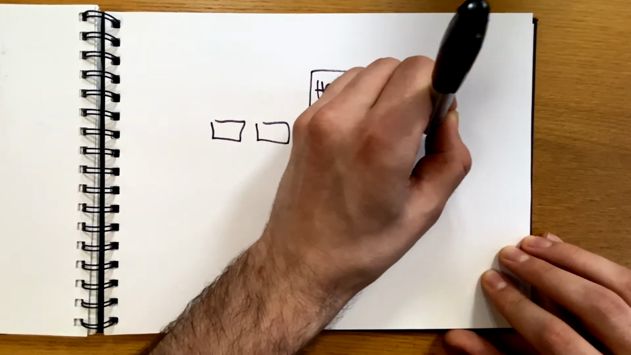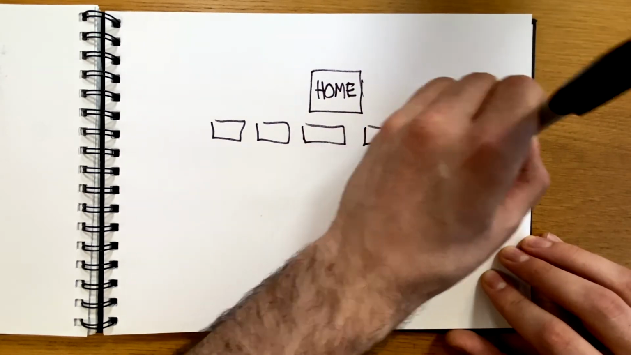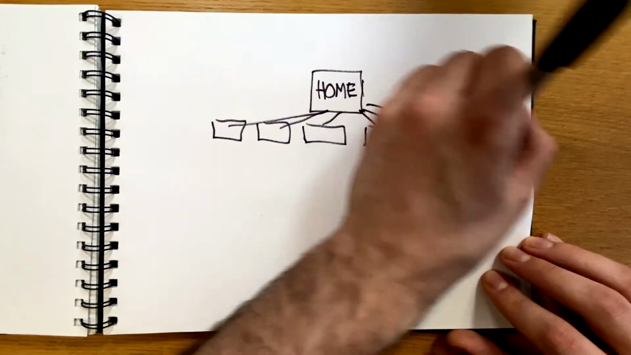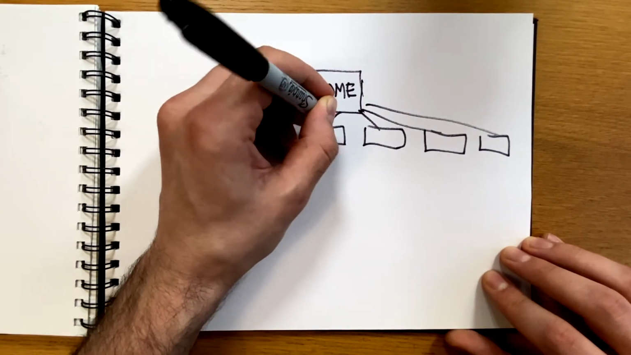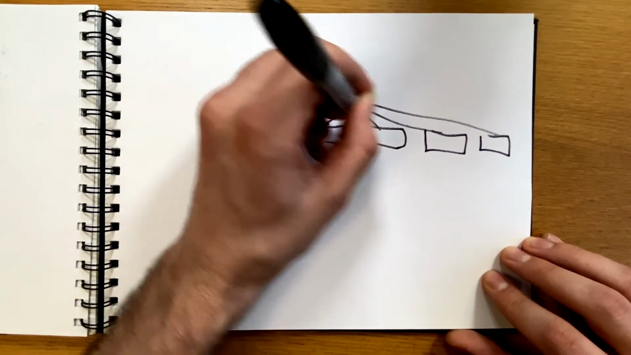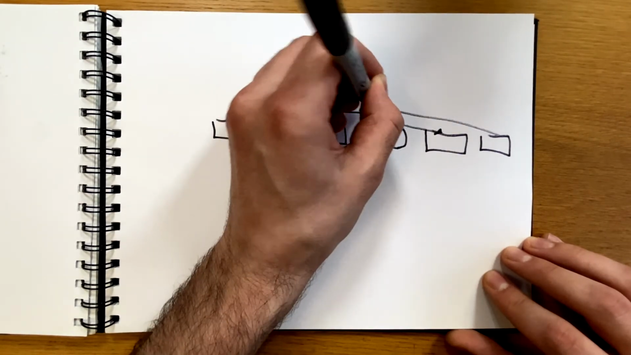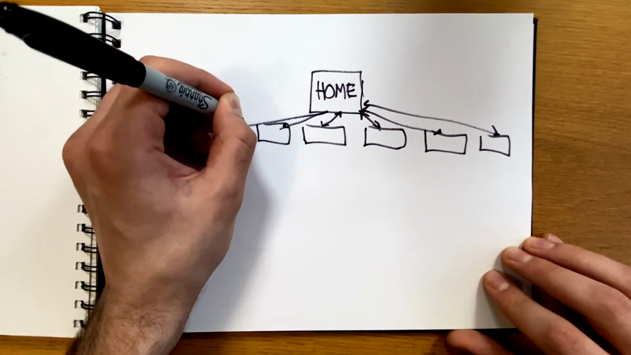For example, the contact page or the shop. So home links to all these pages, and if these pages are all in the menu, usually they will link back. So you could imagine a two-way arrow here. They all link back and forth, and that's all cool. So what this basically tells is that home is the mother of all pages.